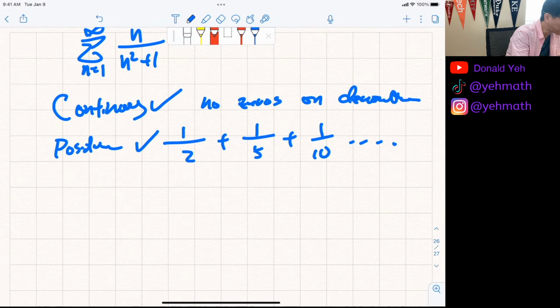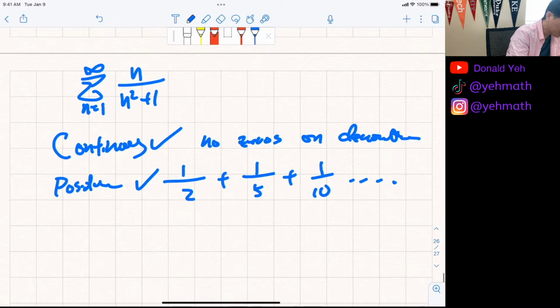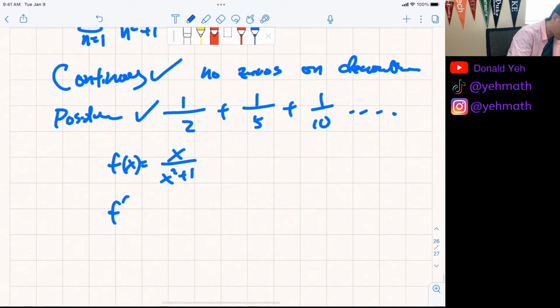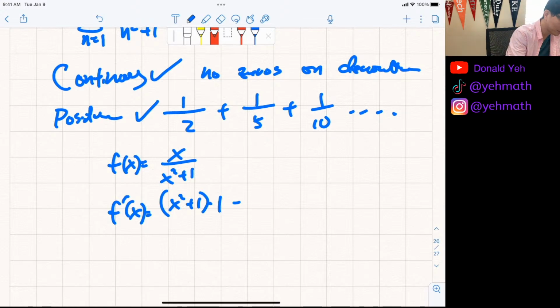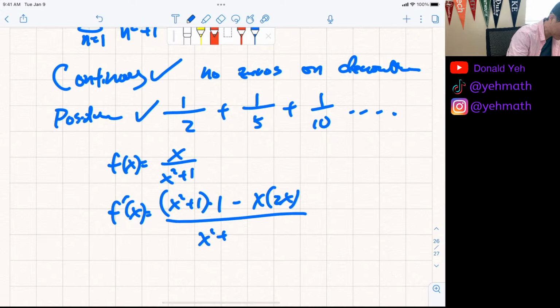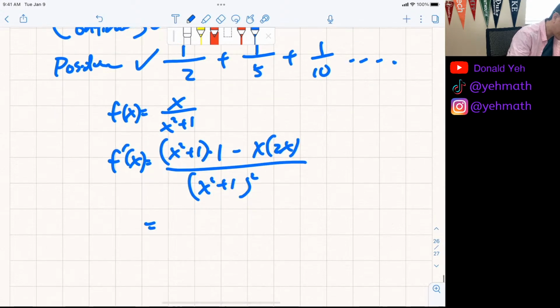So then how do I prove decreasing? The best way to prove decreasing is just using the derivative. You have to show me on the test that you know how to take a derivative. Let's say f of x equals x over x squared plus 1. Then f prime of x is going to be low d high minus high d low over low squared. And that's going to give you negative x squared plus 1, over x squared plus 1 squared.